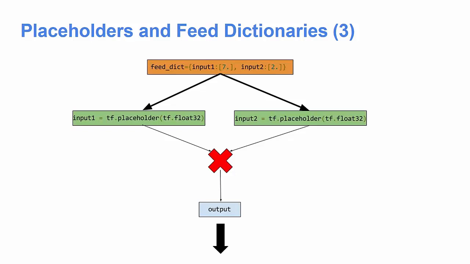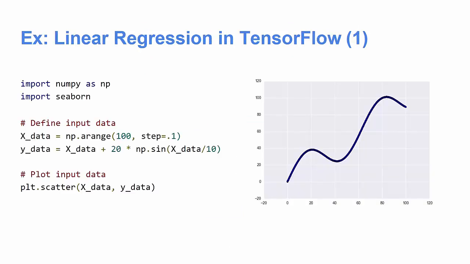Placeholders in feed dictionaries in graphical form is shown in this figure, in which the input1 placeholder is fed with value 7 and input2 is fed with value 2, and the output is printed on the screen.